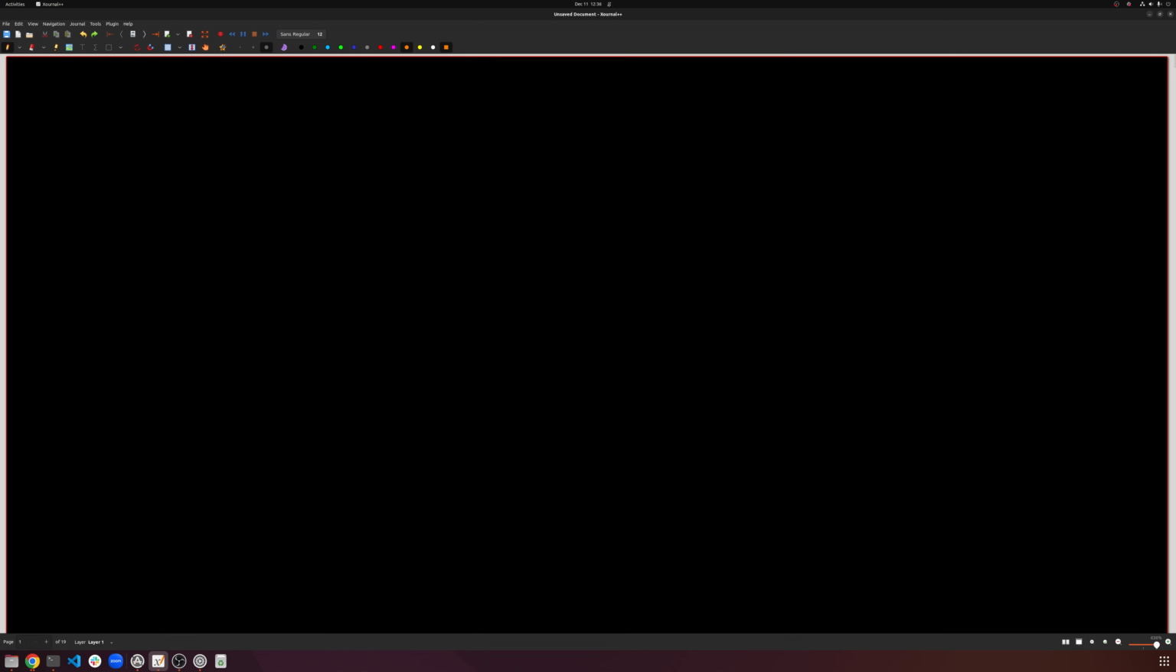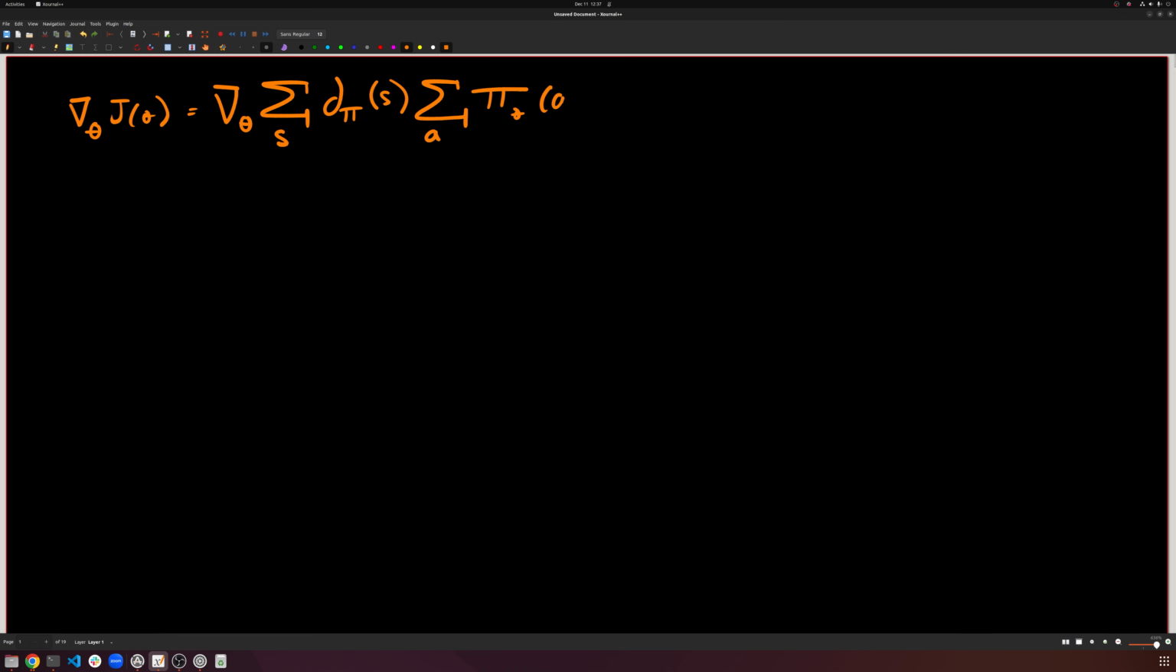Let's write down our starting point again. The starting point was essentially that we wanted the derivative with respect to the parameter theta of the neural network, whatever we're using, J theta, and that's going to be the derivative with respect to theta of the sum over the states of our stationary distribution, right? So what is the probability of being at the state according to our stationary distribution? And then we're going to have another sum over the actions, and we'll have pi theta a given s, and then we will have our Q.